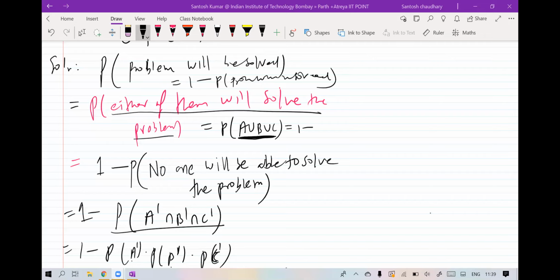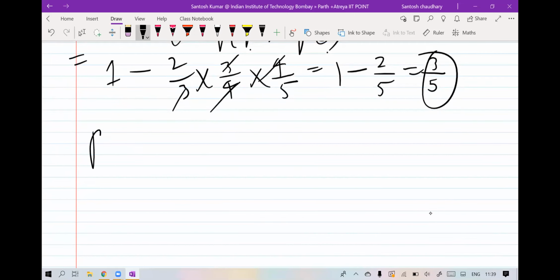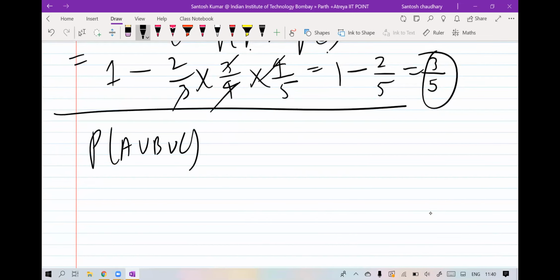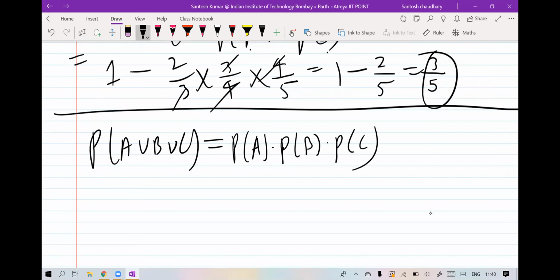Probability of A union B union C. If we multiply the probability, then the probability of A into probability of B into probability of C comes. If we add, the value comes different. Why does it happen? What do you want to say? You want to say that probability of A union B union C is equal to probability of A into probability of B into probability of C. So obviously they are different.